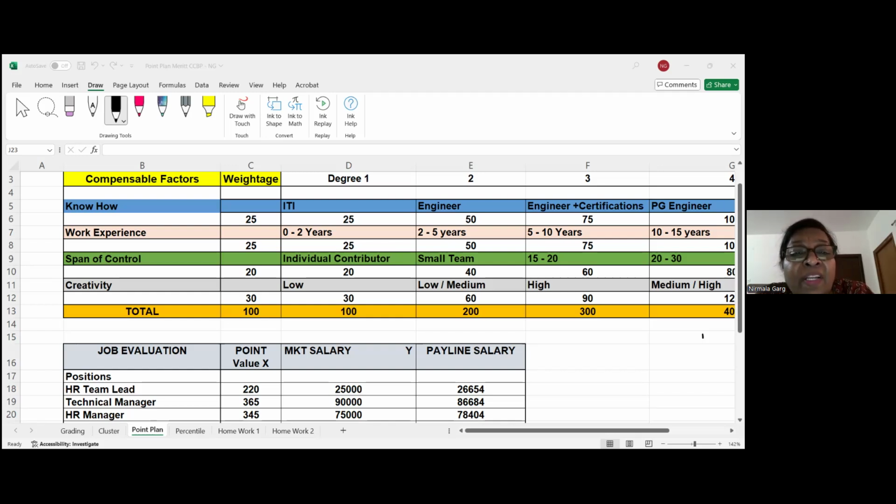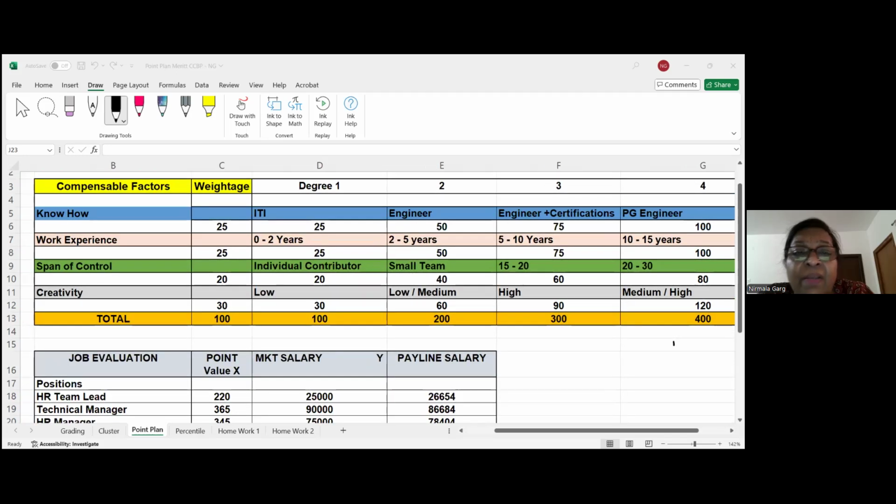So know-how at degree 1 is only 25 points because it requires only ITI. But know-how at degree 2 is 50 points because it requires an engineering degree. Know-how at degree 3 requires engineering plus certification. Now, I am recruiting an HR executive. As per the job description, work experience of 0 to 2 years is okay. So how many points will you give? 25.